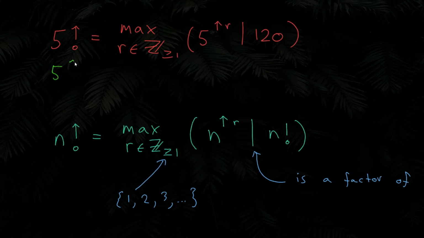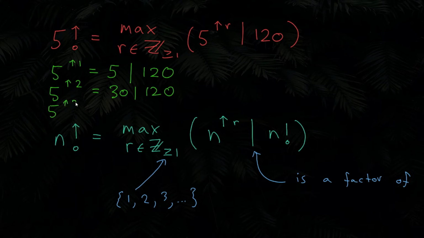Okay, so 5 rising factorial 1 equals, well, it's just 5, and that's clearly a factor of 120, so we need to keep going. Now we compute 5 rising factorial 2, and this will be 5 times 6, which is 30. Still a factor of 120. We'll go to the next one. 5 rising factorial 3 equals 30 times 7, which is 210, which is clearly not a factor of 120. And so the maximum is clearly this one. So the maximum equals 2.